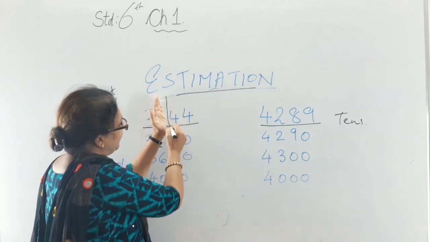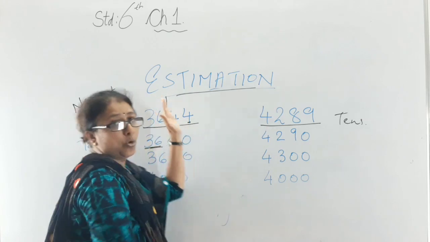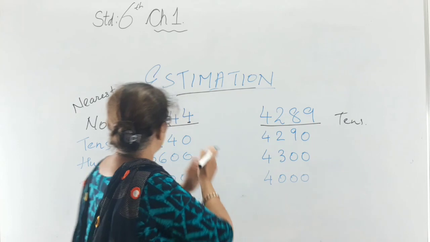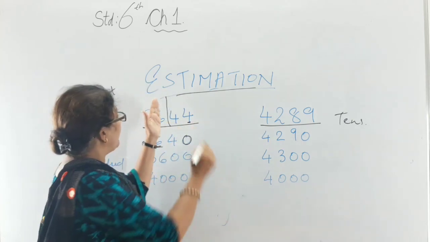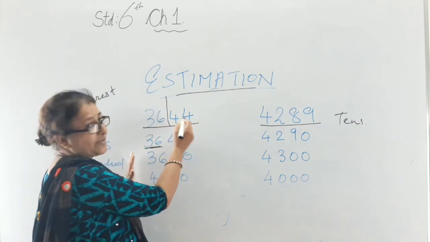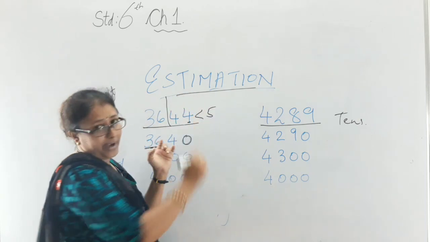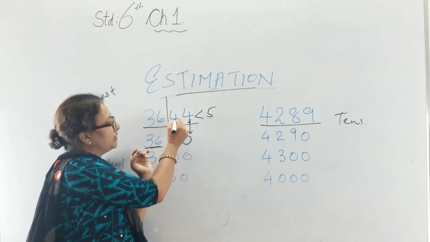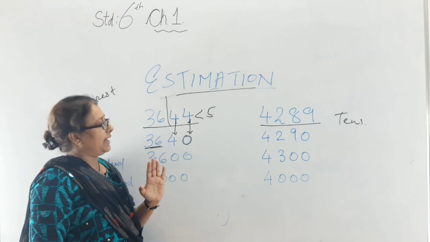Now in that area, I will see whether the last digit is more than 5 or less than 5. If it is less than 5, it will automatically get converted into 0, and I will copy the same number as it is. Over here in 3644, 4 is less than 5. So it will get converted into 0 and this 4 will remain as it is. Nothing will be added in that number.